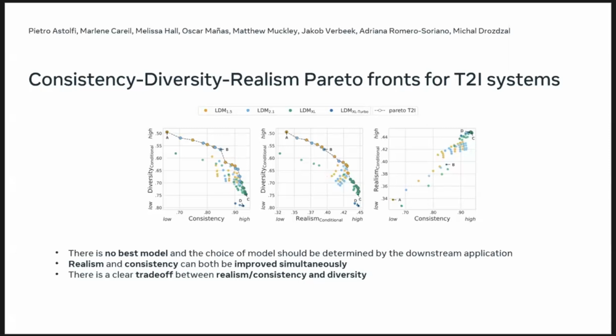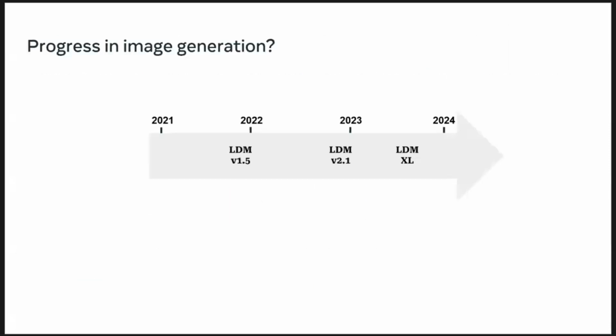What we can see from those plots is that realism and consistency from the last plot can both be improved simultaneously. However, there is a clear trade-off between realism and diversity, and between realism, consistency and diversity. What about progress in image generation?